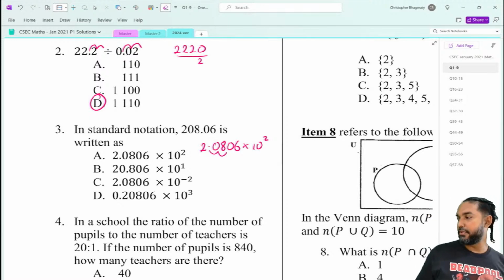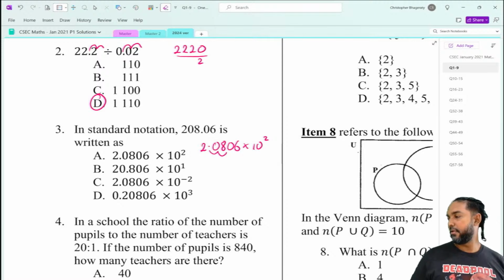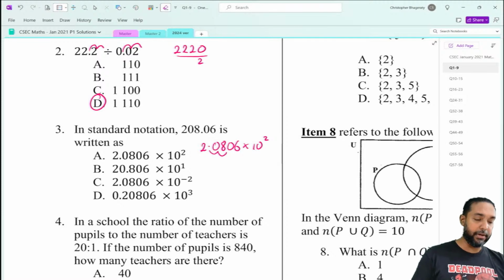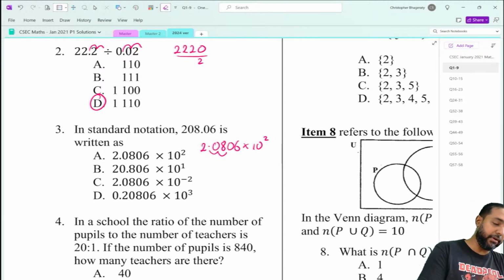CSEC, yeah, Jones, CSEC, not City and Guilds. All right, cool. So that's option what? Option A again. All right, cool.